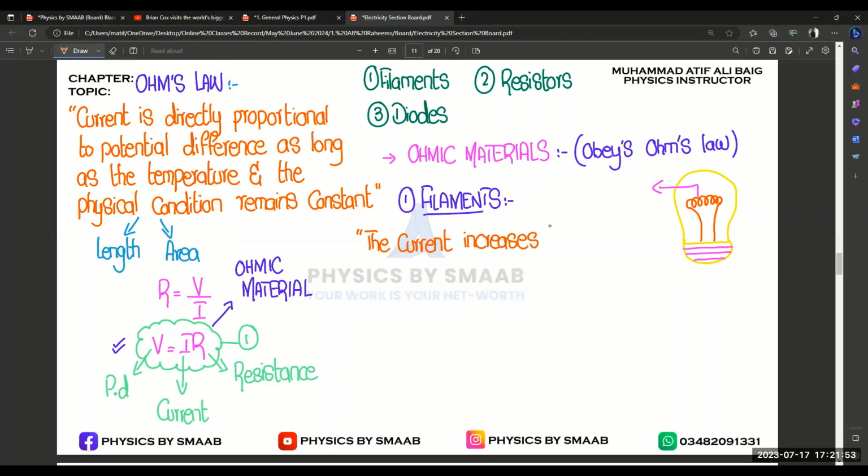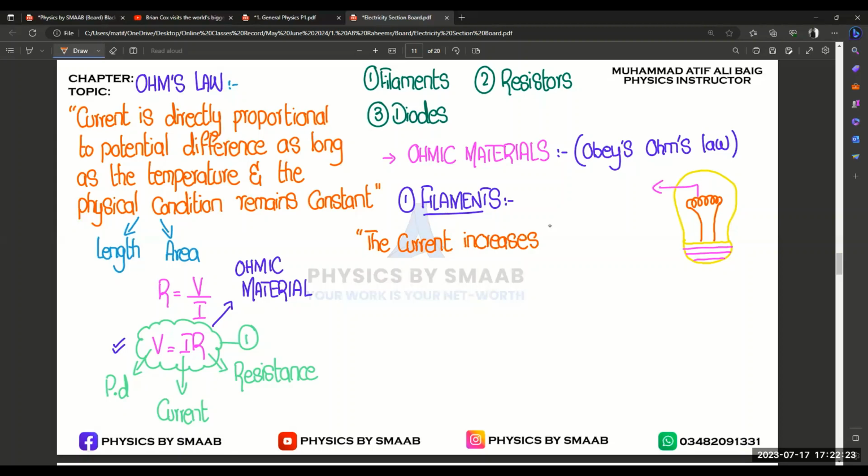Mostly they ask how resistance changes in a filament, or how a non-ohmic material like a filament is going to work. They are not going to ask very detailed questions. They mostly ask about the graph in MCQs, or ask what the difference is between a diode and a filament. So you just need to write one point for each thing.